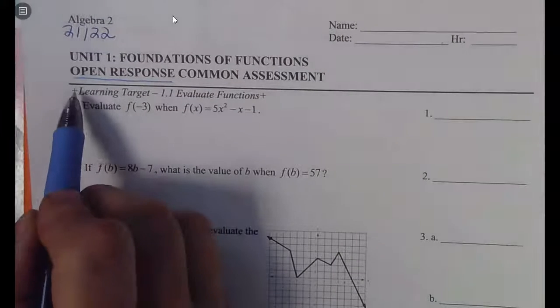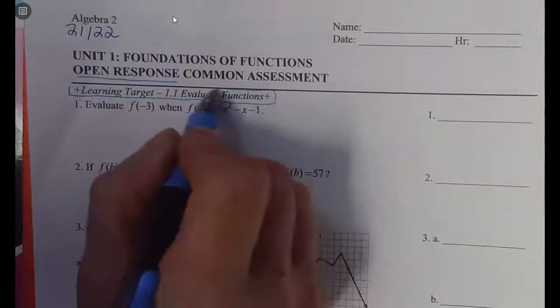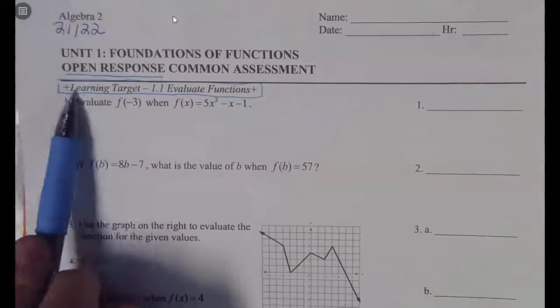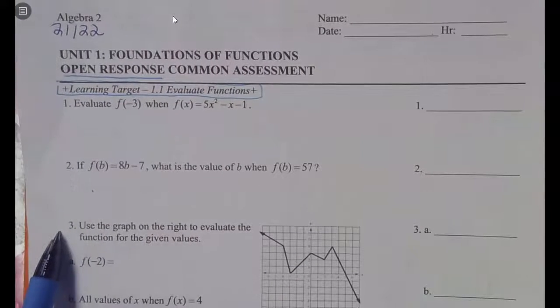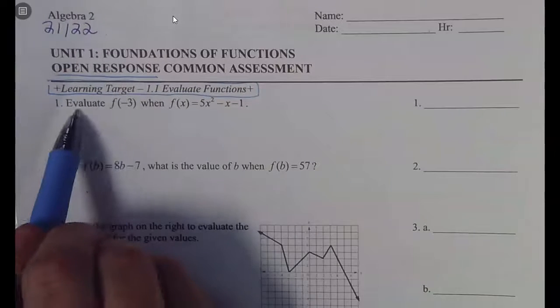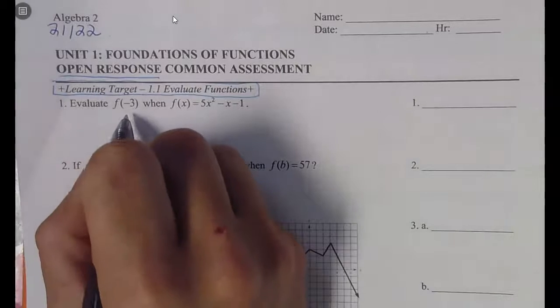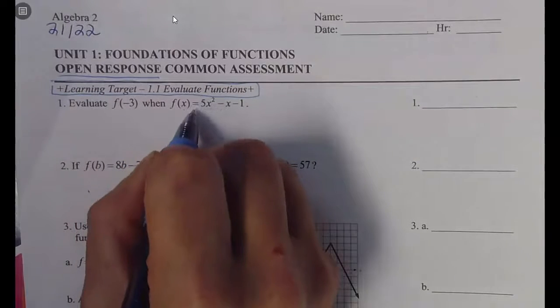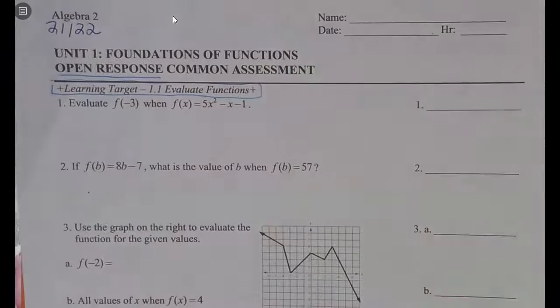So number 1, first I want to make sure we know what target we're on. We are on evaluating functions. This is the learning target. And then the problems underneath it will address learning target 1. So, evaluate f of -3 when f of x equals 5x squared minus x minus 1.